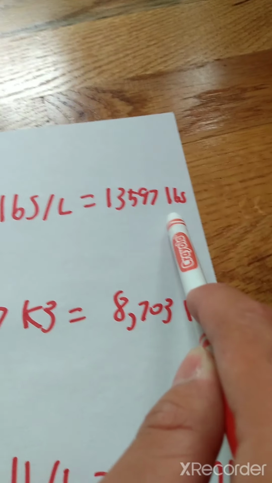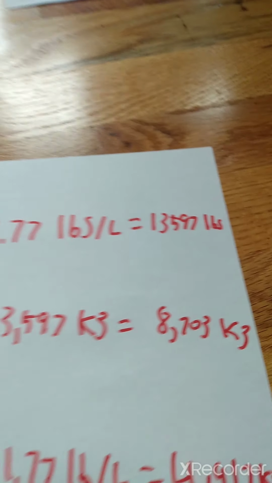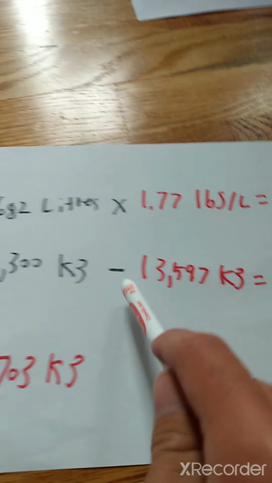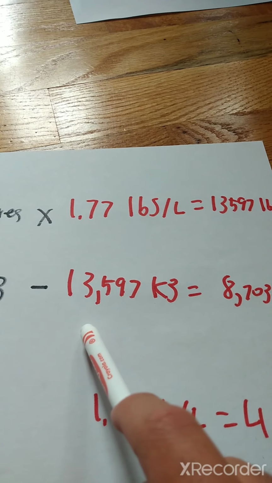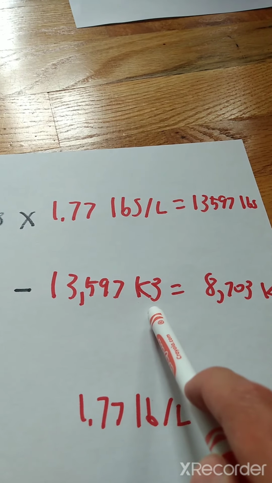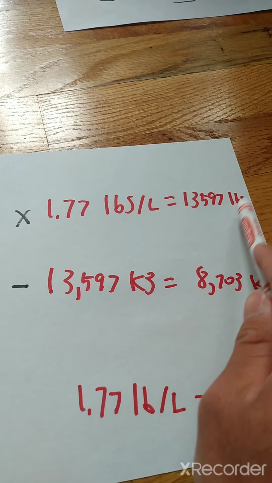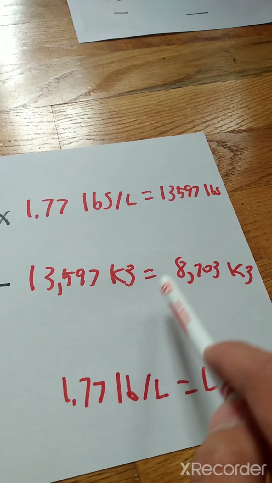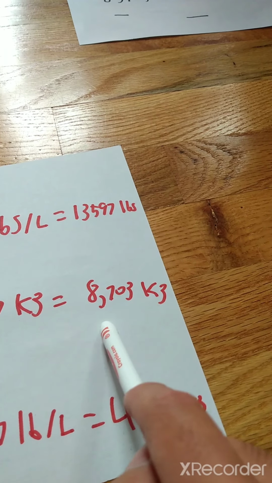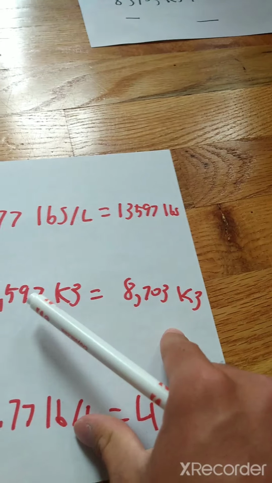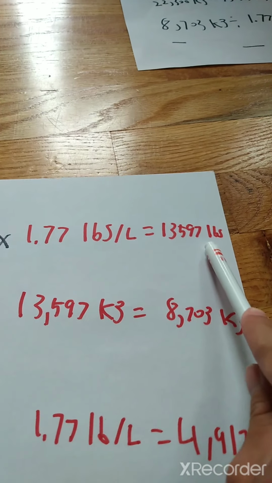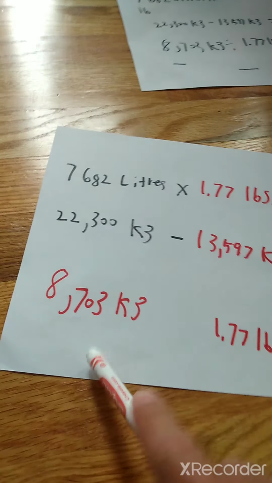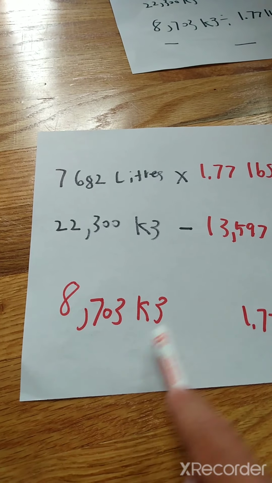13,597 pounds of fuel. Then they did 22,300 kilograms, subtract that by 13,597 kilograms. They forgot that it was pounds and not kilograms. That was a metric system error. And that brought them to 8,703 kilograms. The fuelmen forgot that it was pounds, so they already made one mistake. Then they had 8,703 kilograms.